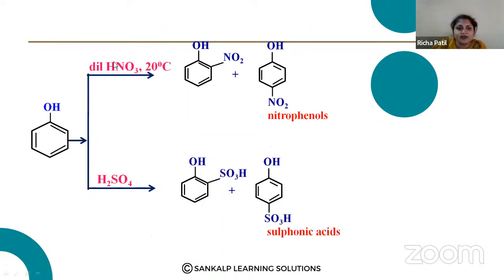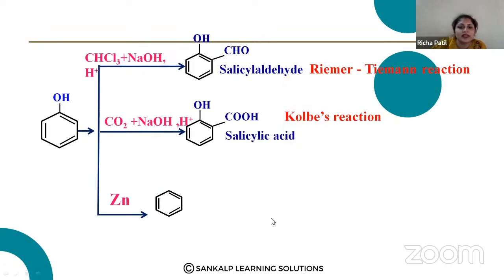So phenol, when further reacted with dilute HNO3 at 20 degrees Celsius, gives ortho and para nitrophenols. Then if you react phenol with H2SO4, what you get is ortho and para sulfonic acid. Always the para products will be major. So these are some of the named reactions, very important named reactions.